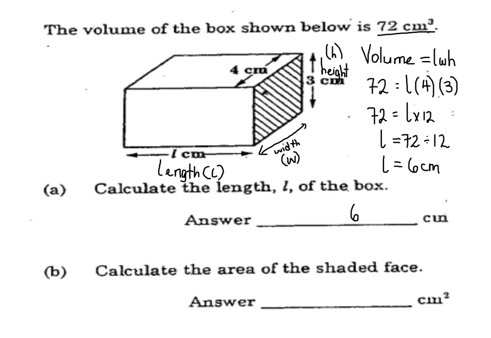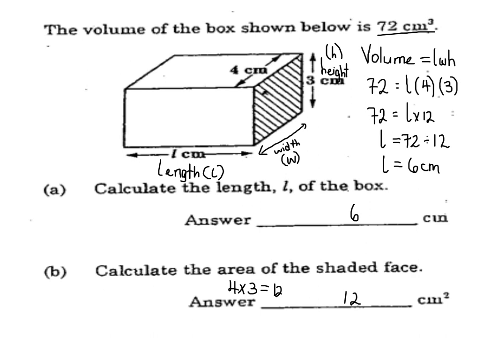Alright, the last part is a nice easy part because we actually calculated it earlier when we were doing the volume. Calculate the area of the shaded face. So the shaded face on this diagram is this side here where they told us the height and they told us the width. So the area of that shaded face would just be 4 by 3, right? 4 by 3 because it's a rectangle, and 4 by 3 is 12. So our answer is 12 centimeters squared, right?